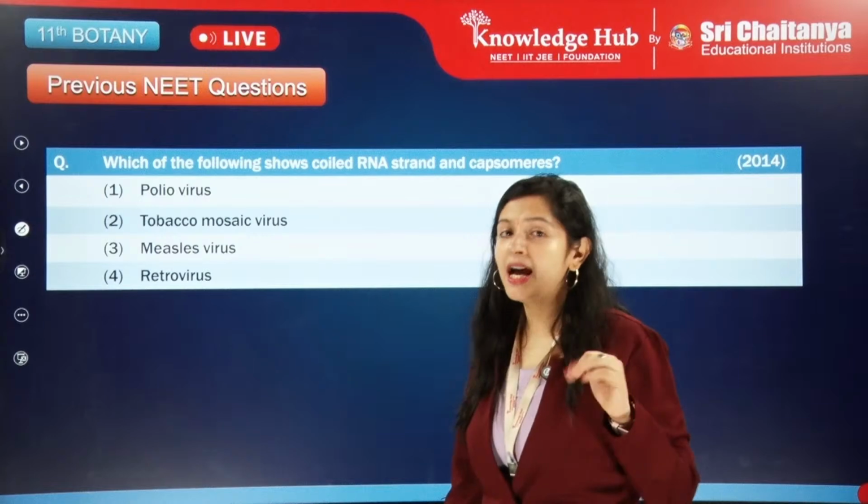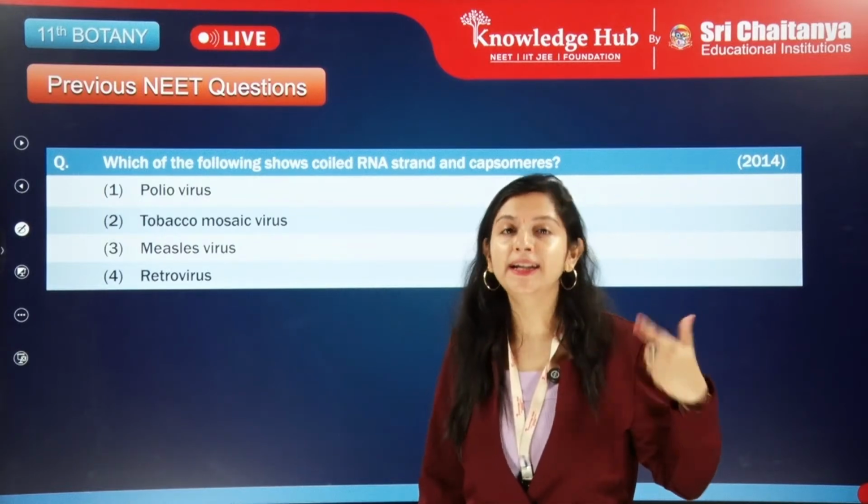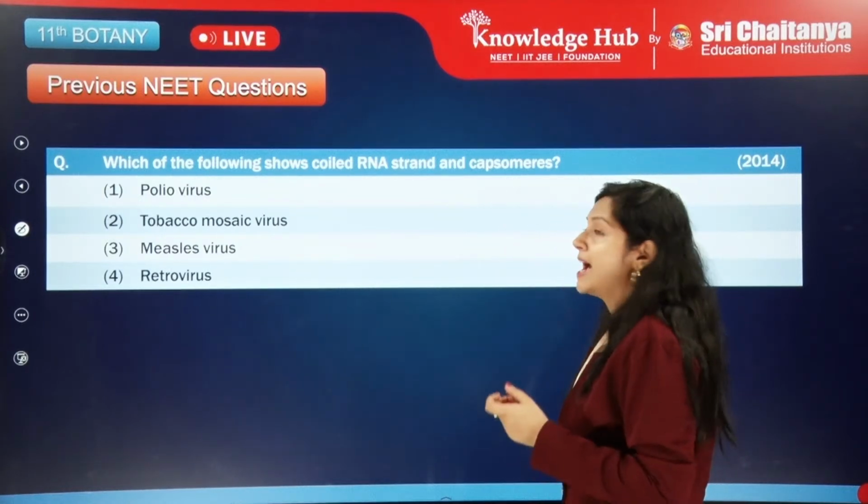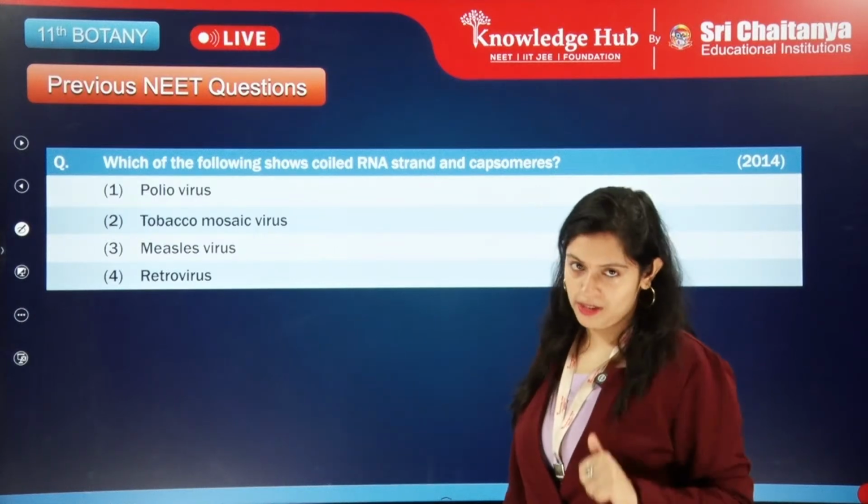Now, which of the following shows a coiled RNA strand and also shows capsomeres?